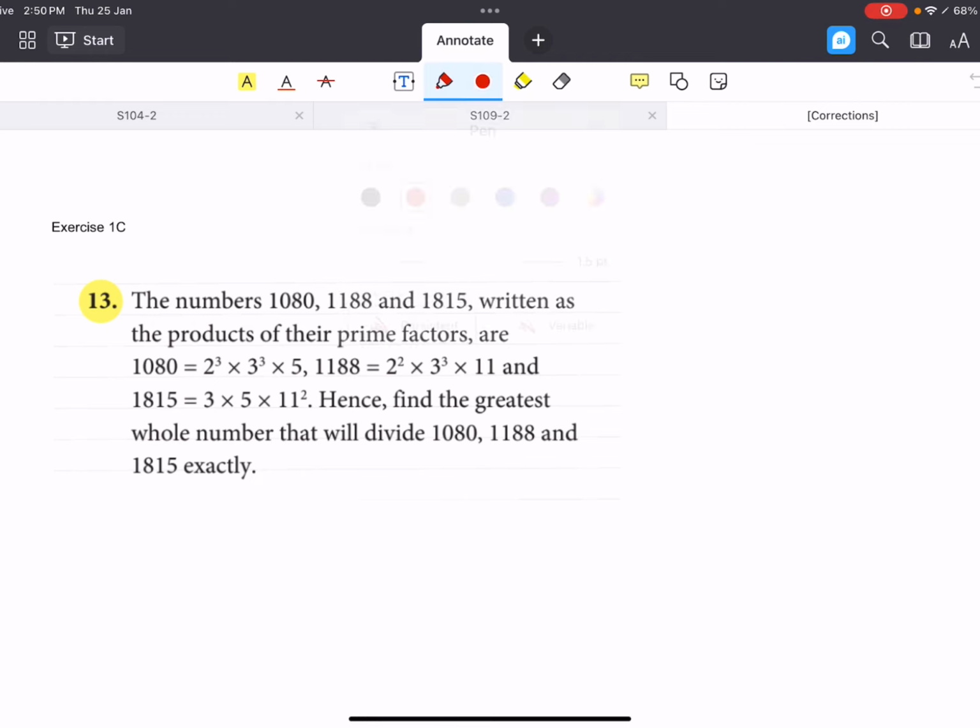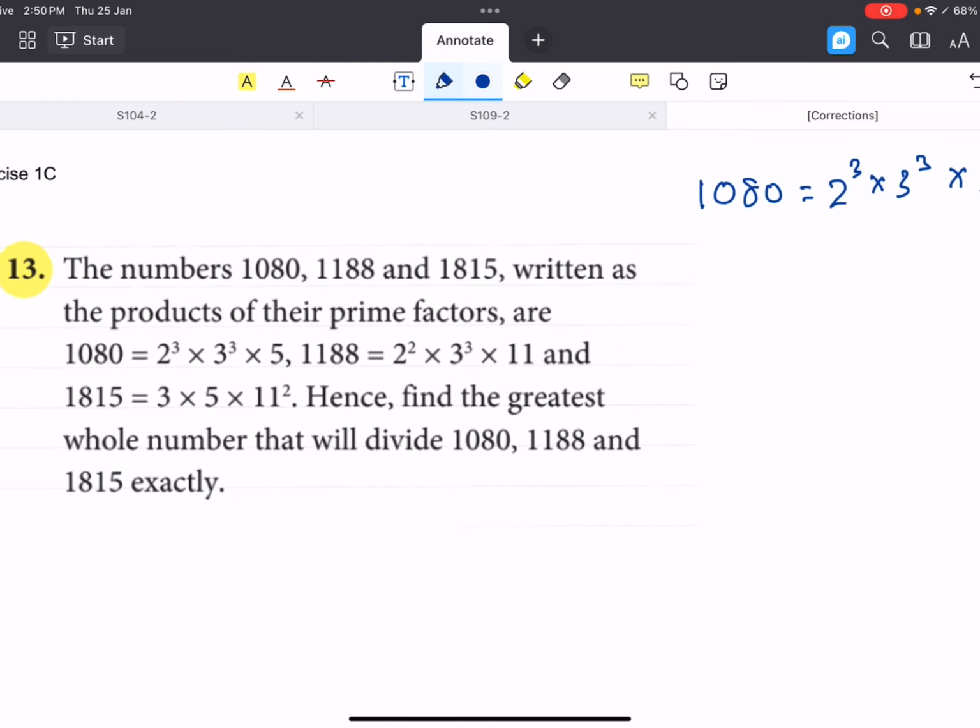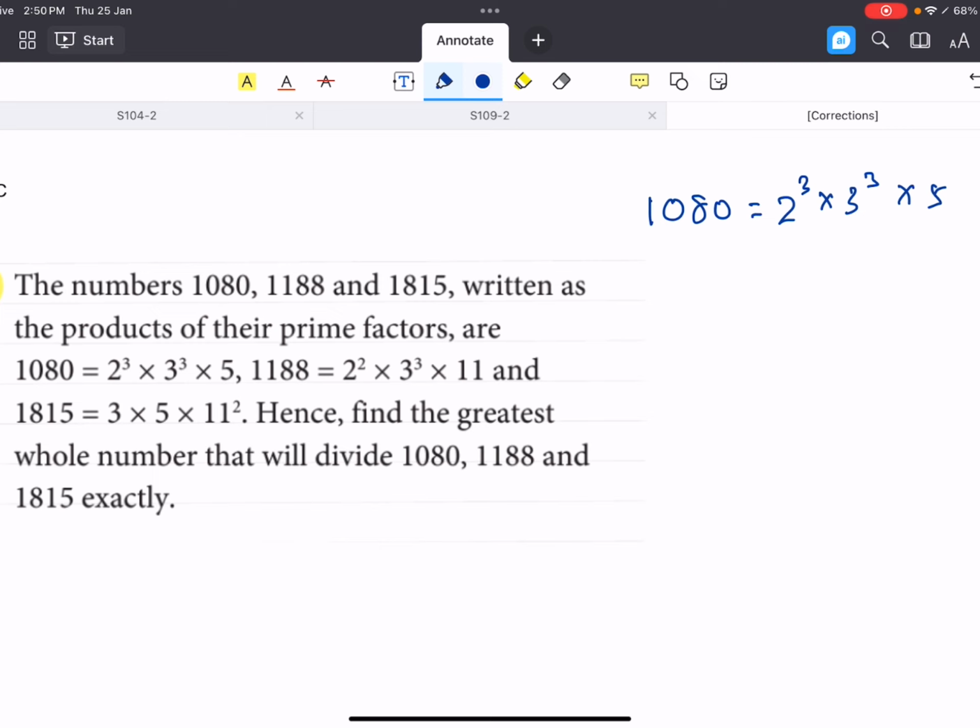Right, so let me change my pen color. Let's use blue. Okay, so finding HCF, let's list them down. 1080 equals 2 to the power 3 times 3 to the power 3 times 5. Right, let me zoom in a little bit more. Yes, I can zoom in. It looks clearer. Right, so then we have 1188 is equal to 2 to the power 2 times 3 to the power 3 times 11. And then we have 1815, which is 3 times 5 times 11 squared.